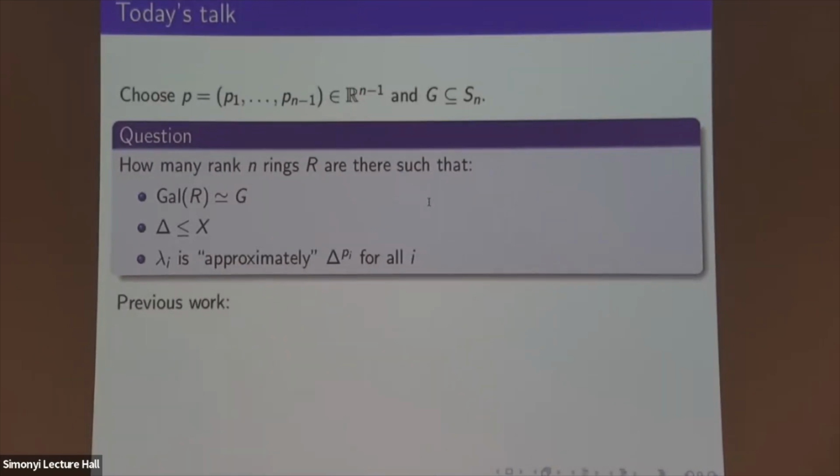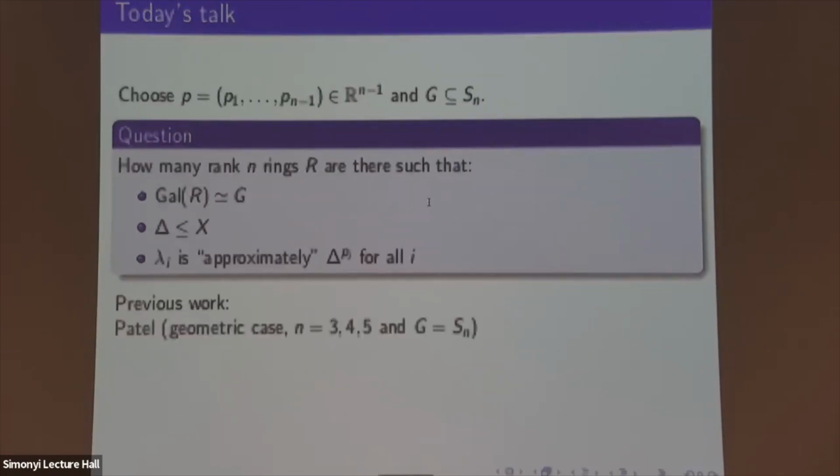Okay, so this is not the first time this question has been asked. In fact, there's a lot of previous work on this question. So let me give you a non-comprehensive list of examples. The first is Anand Patel's PhD thesis, which worked on the geometric case of this problem over C, which has to do with Hurwitz spaces and scroll invariants. He worked on this problem for n equals 3, 4, 5, and the Galois group Sn. And in fact, our results today will match the results of Anand Patel, appropriately translated.